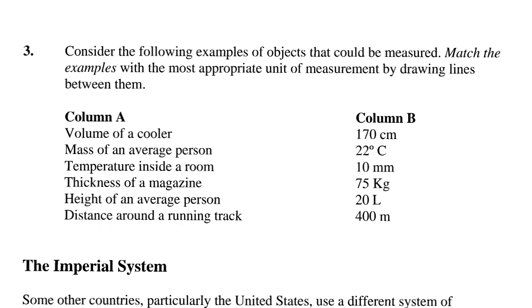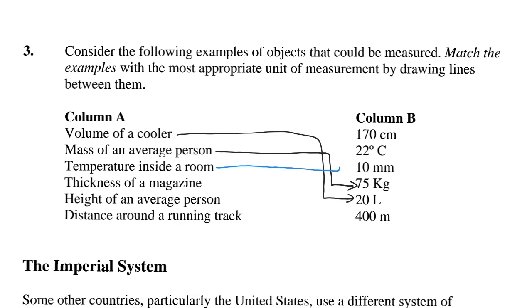So for the volume of a cooler, we're looking for something in liters, because if you think about it, it's got to have a lot of stuff in it, right? The mass of an average person is going to be 75 kilograms. The temperature inside of a room, let's use blue this time. So now that means we've got, boom, 22 degrees Celsius.